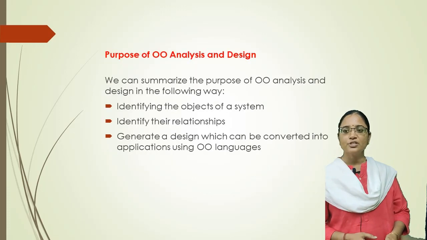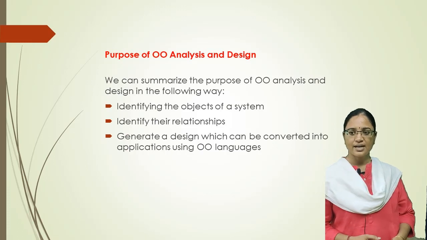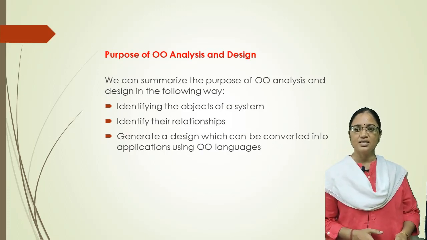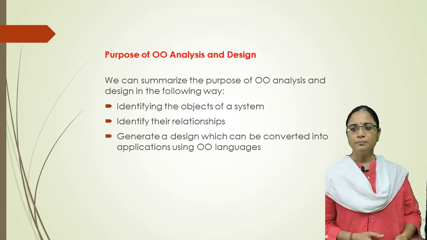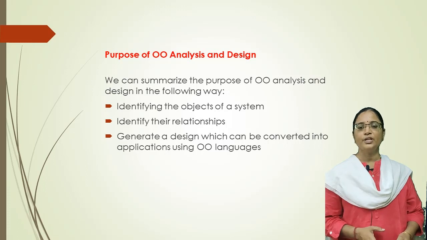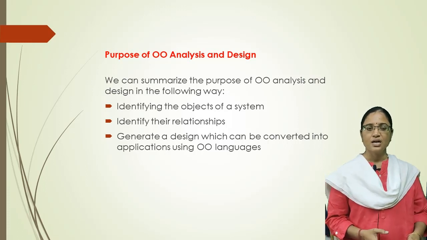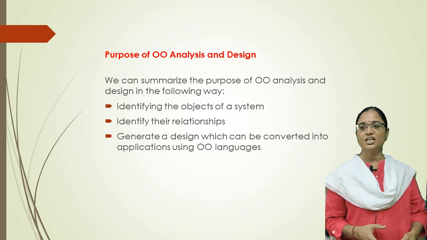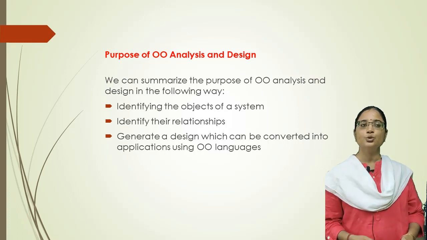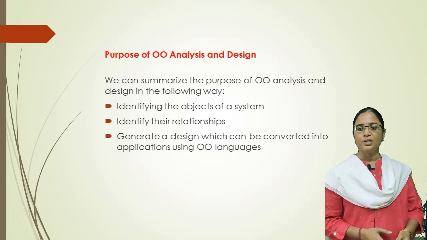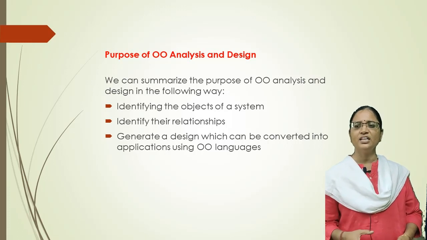We can summarize the purpose of object-oriented analysis and design in the following ways. The first one is identifying the objects of a system. First of all, we need to identify the objects of a system, identify the relationships among the objects, and generate a design which can be converted into applications using object-oriented programming. So in this stage, the object design is object identification. We need to identify the objects.